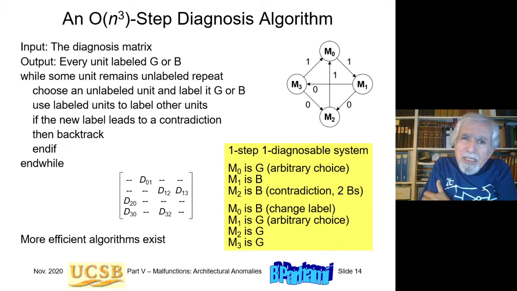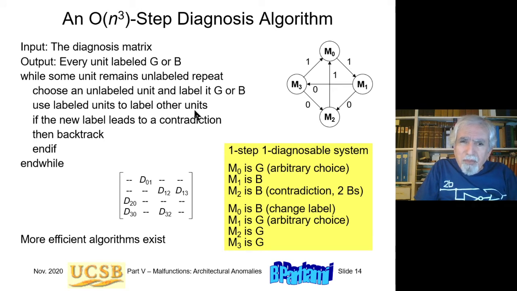With respect to the diagnosis algorithms given the test outcomes, a naive algorithm is order n cubed in running time. You basically have to label all the nodes as good or bad. The diagnosis matrix is your input, and your output consists of every unit labeled good or bad. So here's the algorithm. While some units remain unlabeled, repeat this process. Choose an unlabeled unit and label it G or B. Use labeled units to label other units.